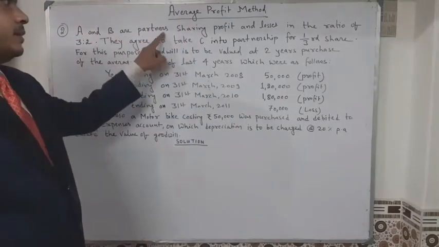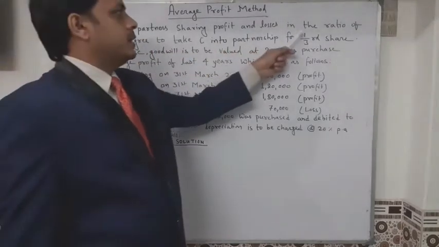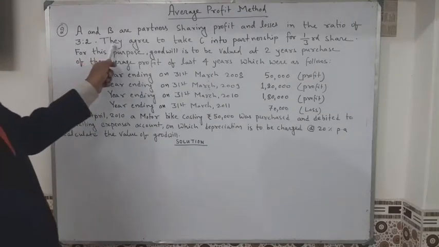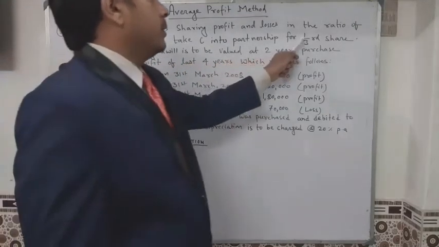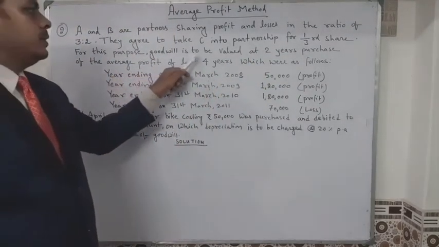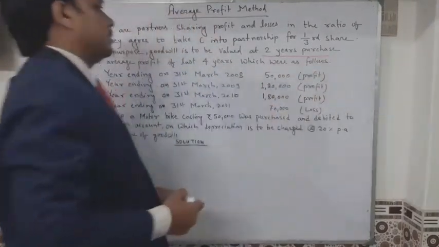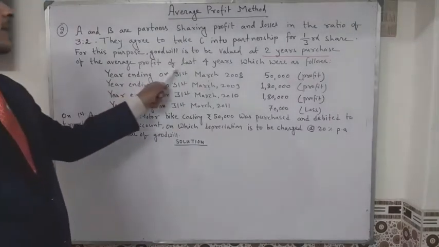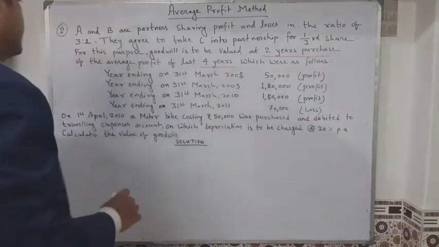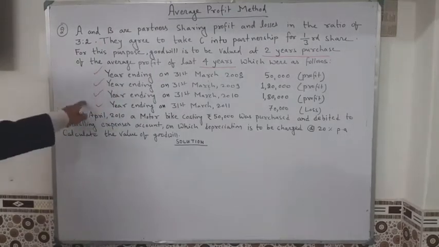A and B are partners sharing profit and losses in the ratio of 3:2. They agreed to take C into partnership for 1/3 of share. For this purpose, goodwill is to be valued at 2 years purchase of the average profit of the last 4 years. How many years? 1 year, 2 year, 3 year, 4 years. This is 4 years.